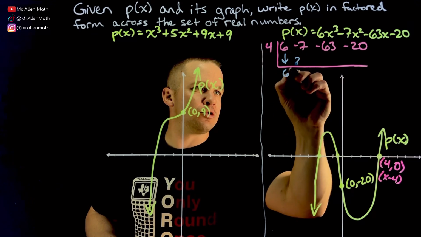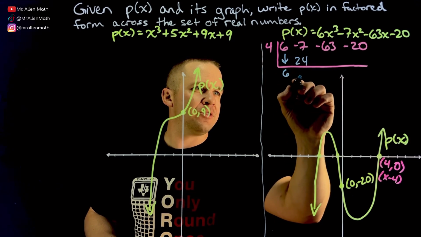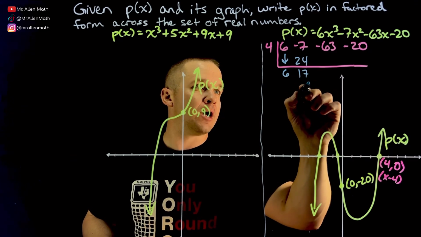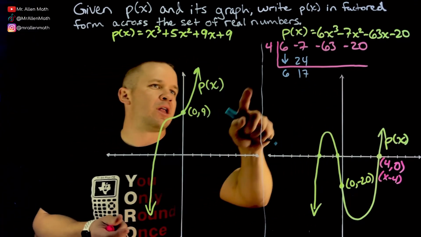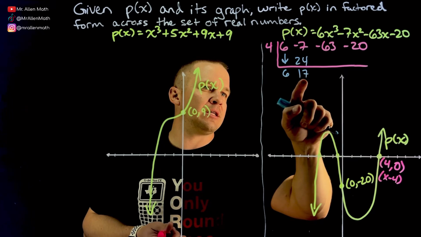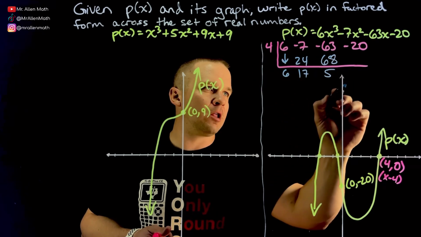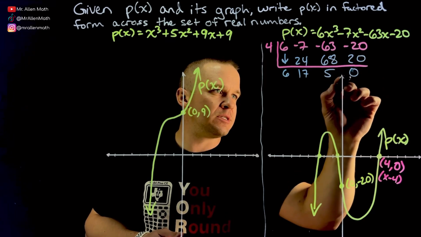4 times 6 is going to be 24. Add these, I've got, let's see here, oh my gosh, 17. I don't want to make a mistake here. And then I have 4 times 17, that is 68. Add them, I get 5, multiply by 4 to get 20, remainder 0, excellent.